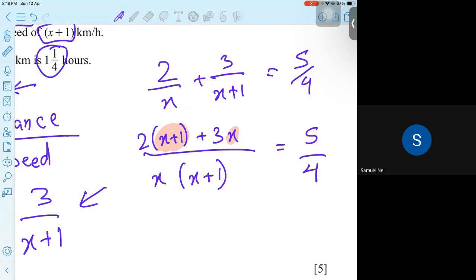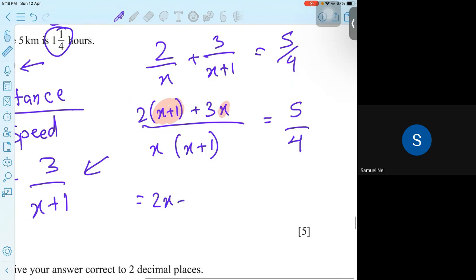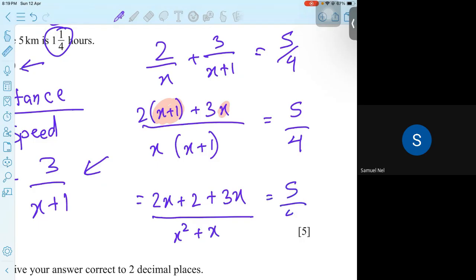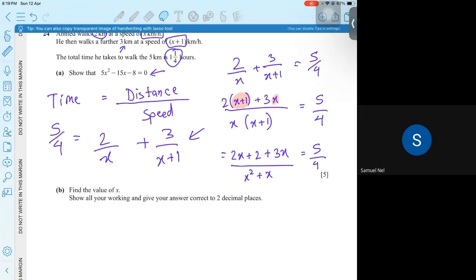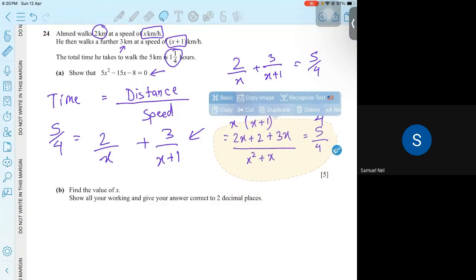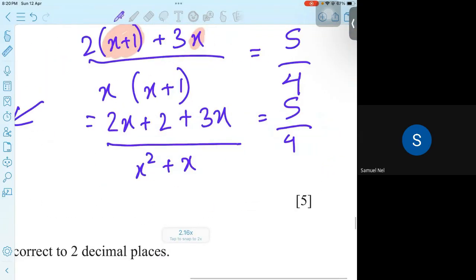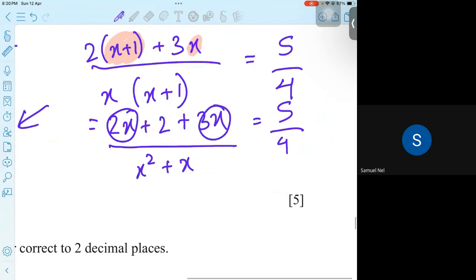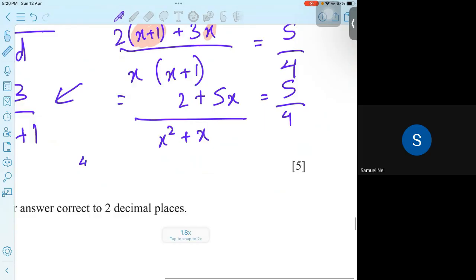Okay, wonderful. So this comes out to be 2x plus 2 plus 3x over x squared plus 1. Sorry, x squared plus x. So this is x squared plus x, and this is 5 over 4. I need even more space, so let's bring this up. Okay, so now I can cross multiply. I know this and this make it 5x, so let's just directly write 5x to save some space. Okay, so 4 times (2 plus 5x) is equal to 5 times (x squared plus x).